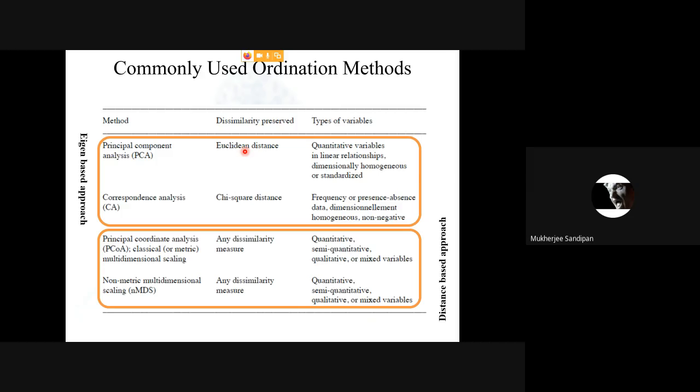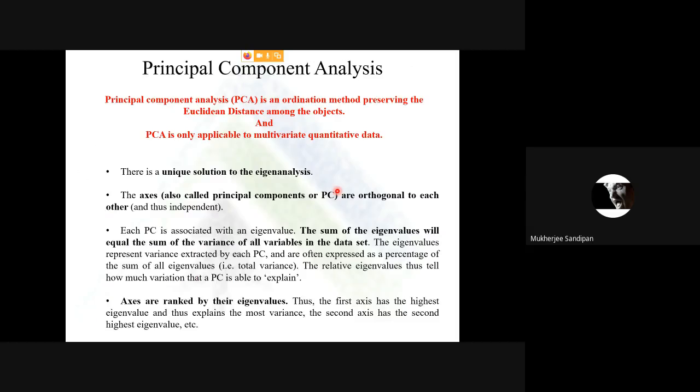So commonly used ordination methods, again, are PCA and CA, that is principal component analysis and correspondence analysis, where eigen-based approach is adopted, and the other is principal coordinate analysis and non-metric multidimensional scaling, where distance-based approach is adopted. In these cases, we calculate dissimilarity and we use different types of variables. I'll show them in detail in my subsequent slides. So I'll start with principal component analysis.